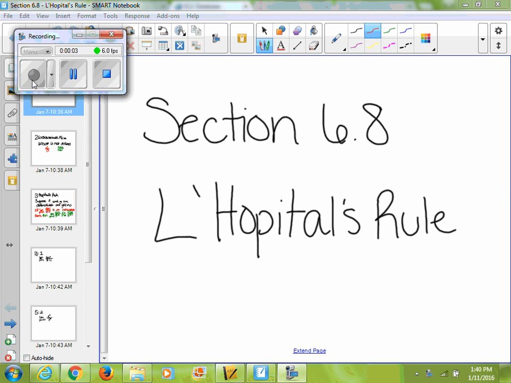Alright, so today we are going to go through section 6.8, which is L'Hopital's rule.